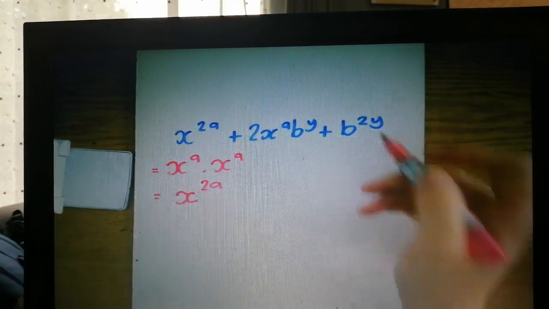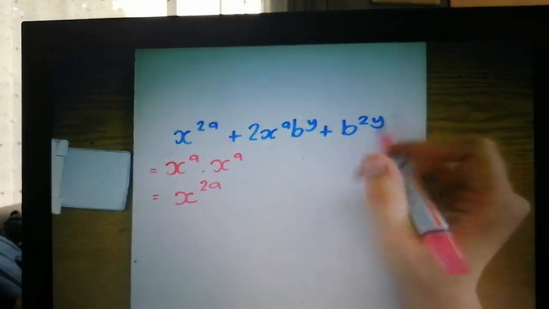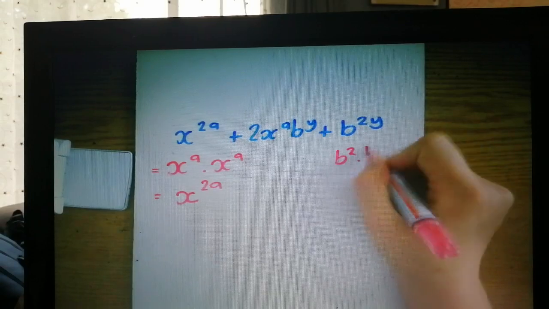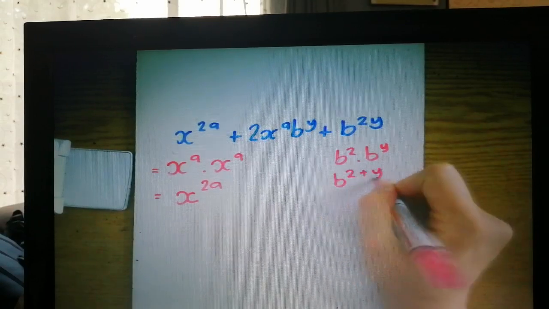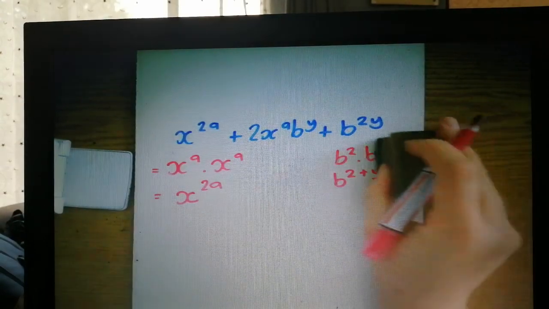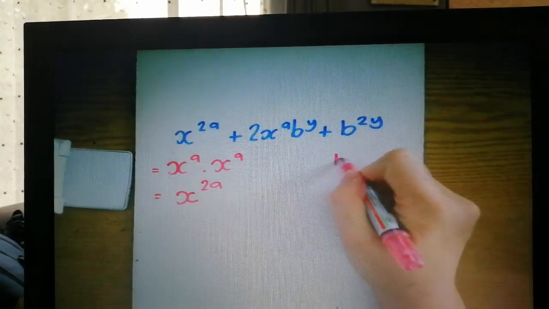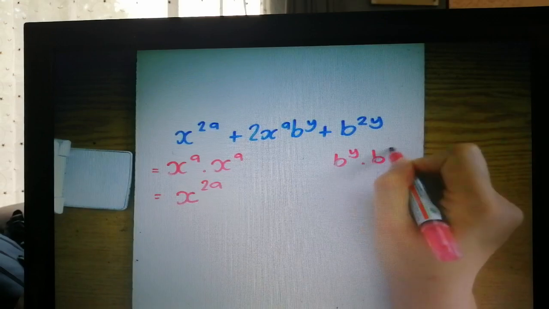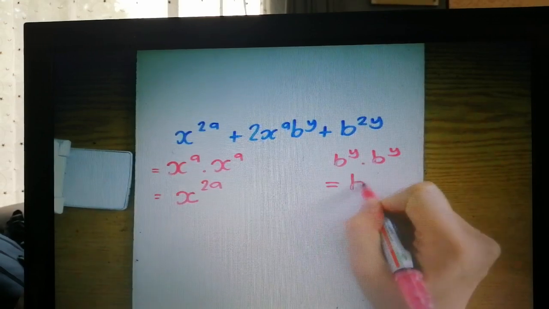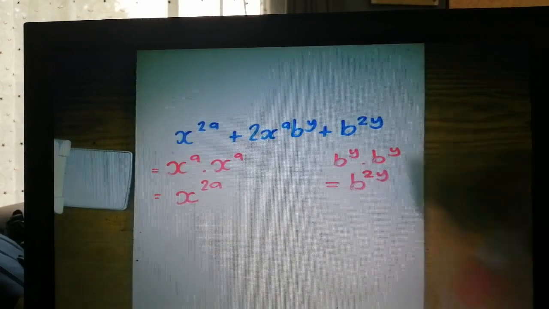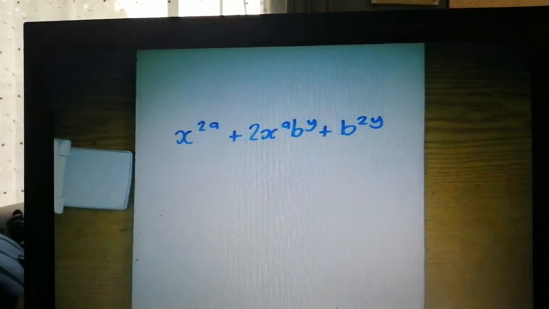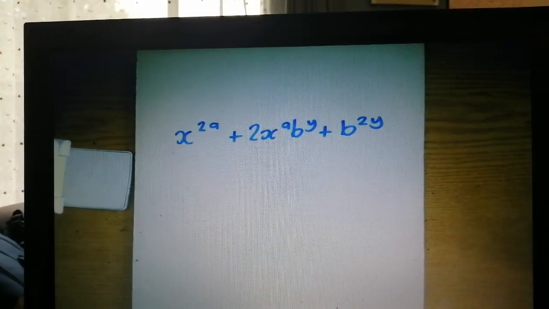2a. So same here, if I had b to the power of 2y, it is not b^2 times b^y, because that would indicate b to the power of 2 plus y. That's not what I want. I want 2y. So that means I've taken b^y times b^y, which equals b to the power of y plus y, which is 2y. Just a side note.